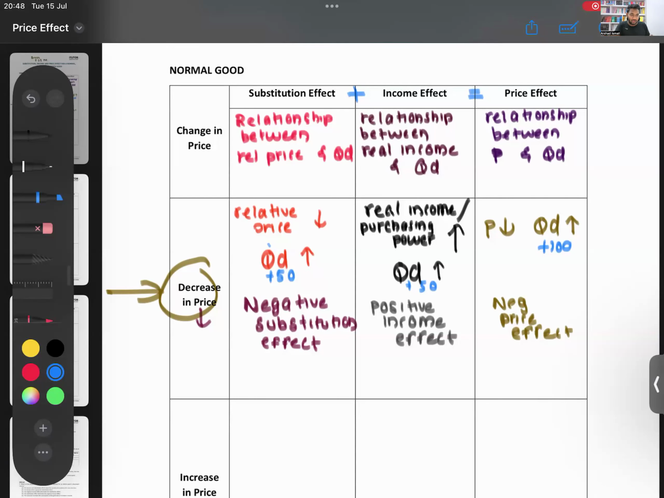Inferior good, we have not gone to inferior good. When the price decreases, why do we take real income as increasing? So that's something that I have to ask you. When the price of a good comes down, the amount that you can buy goes up, right? Real income means your purchasing power. So when goods become cheap, now you can buy more. So when prices go down, your real income or your purchasing power increases. You can buy more goods now. That's why we say when price comes down, real income increases.